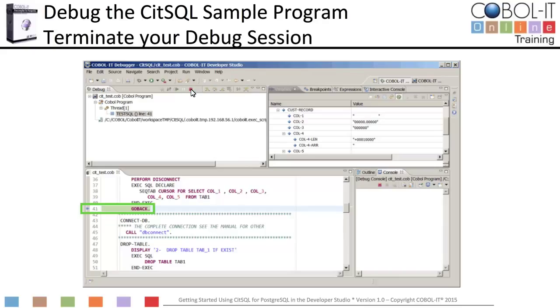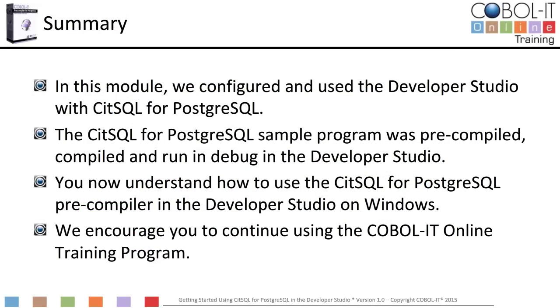Now, let's proceed to our summary. Summary. In this module, we configured our workspace and our project for use with CitSQL for PostgreSQL in the Developer Studio on Windows. We illustrated the use of the -preprocess compiler flag. Using the CitSQL sample program, we performed compile, run, and run in debug exercises. You are now prepared to use the CitSQL for PostgreSQL precompiler in the Developer Studio on Windows.